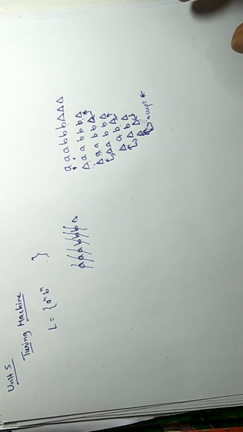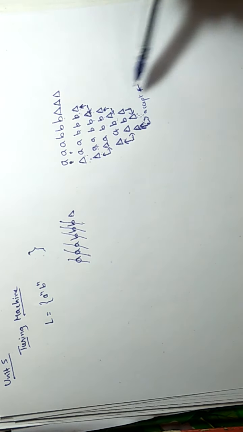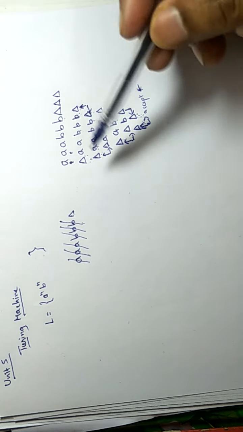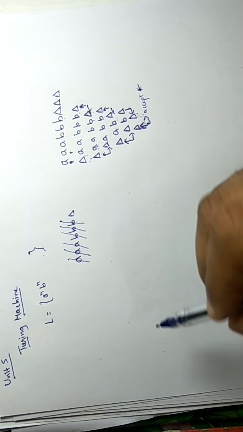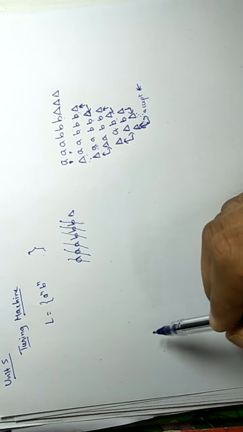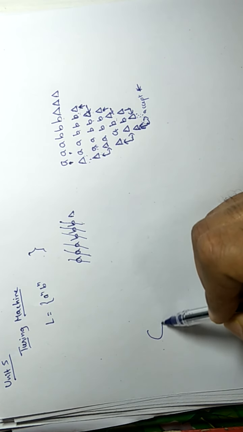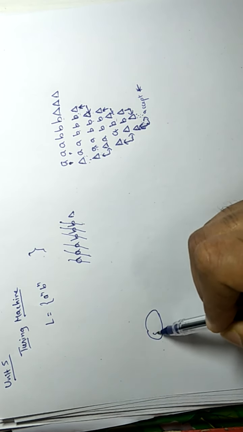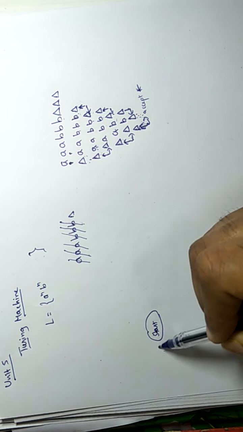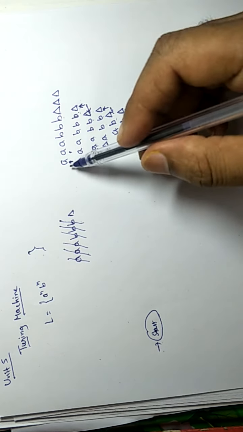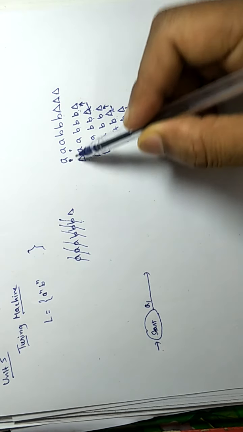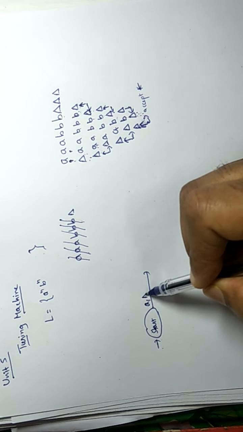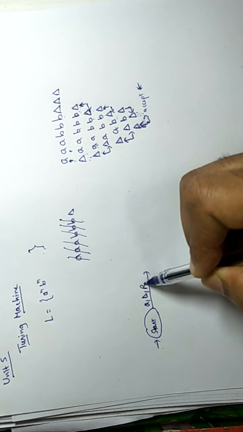So formally we defined a procedure. In this way we will accept an input. Now we are trying to design a machine. Here we have a start state. First we will read A. We read A, convert this A into blank and move to the right.